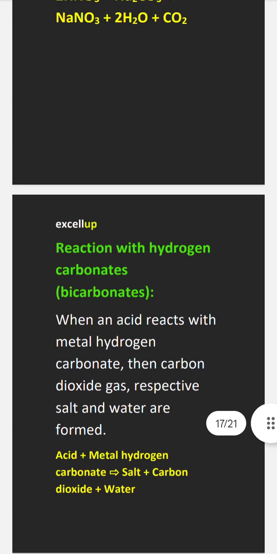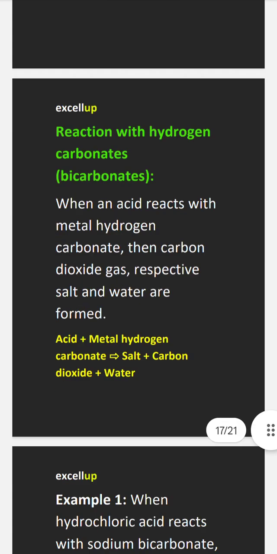What happens when an acid reacts with hydrogen carbonates? Hydrogen carbonates are also called bicarbonates. The same thing happens as in the case of carbonates. Once again, a salt, carbon dioxide and water are formed. When an acid reacts with metal hydrogen carbonate, then carbon dioxide gas, the respective salt and water are formed. The equation is acid plus metal hydrogen carbonate is equal to salt plus carbon dioxide plus water.